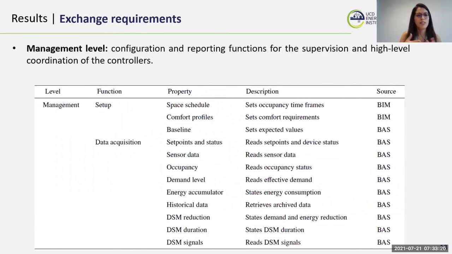And finally, from the management level, we have both a little bit more of spatial context information that can be provided by BIM in terms of occupancy schedules, the thermal comfort requirements that I mentioned before, some expected values, and also this data acquisition that connects the building and the grid, receiving the signals from the grid and also the signals from the sensors to evaluate and optimize the input for the optimization strategies.